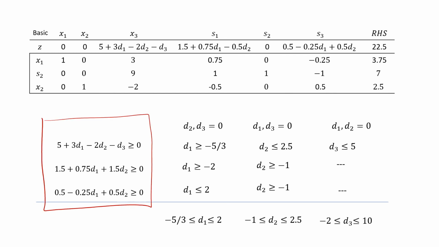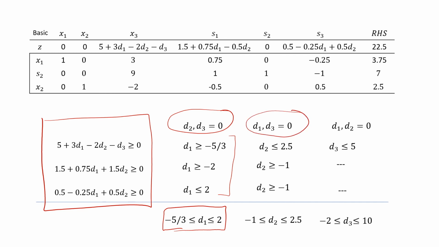So let's pull those out. Here are the three equations on the top row after we've done our iterations. We do the same thing we did before. We're going to say, well, what if I only change D1? In other words, D2 and D3 stay 0. Well, these equations give us conditions for D1, and it says that D1 has to be between -5/3 and 2. What if we change D2? There's our optimum range for D2. What if we change D3? There's our optimum range for D3.